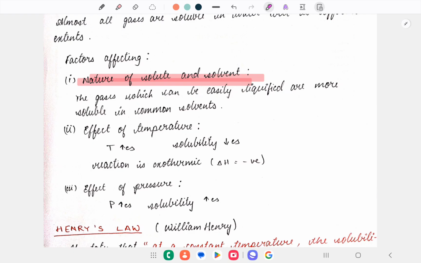The gases which can be easily liquefied are more soluble in common solvents. That is, gases like hydrogen, oxygen, nitrogen and helium will mix with water to a small extent, whereas gases like NH3, HCl, SO2 are highly soluble in water.